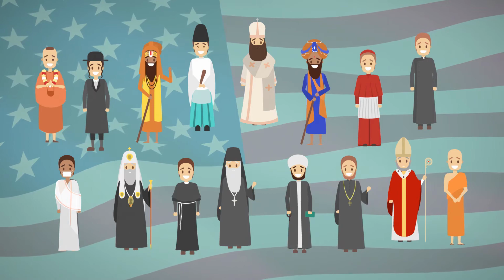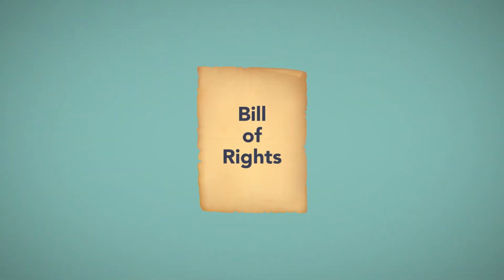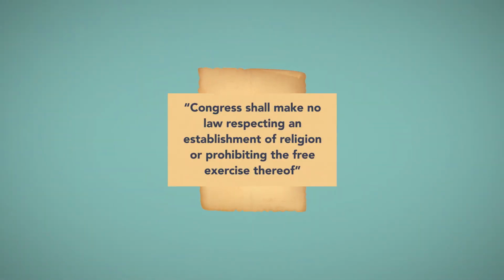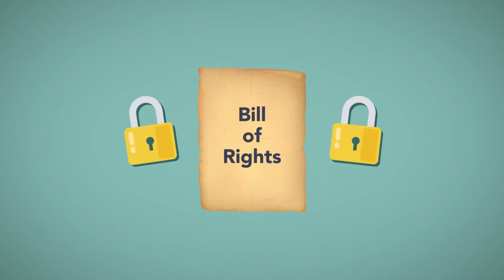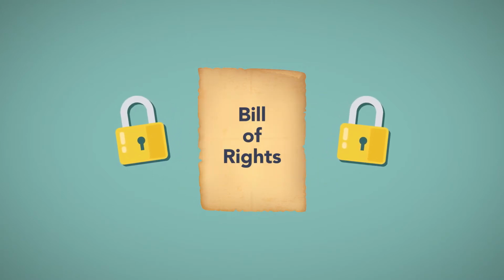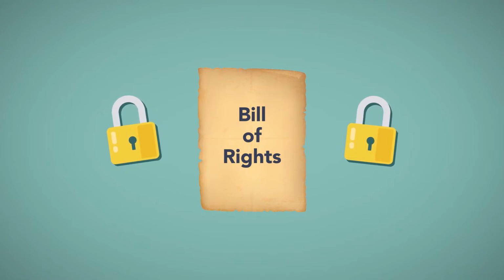Freedom of religion is memorialized in the First Amendment to the Constitution, which states that Congress shall make no law respecting an establishment of religion or prohibiting the free exercise thereof. Thus, the First Amendment provides two constitutional safeguards that protect citizens' rights to freely practice religion.